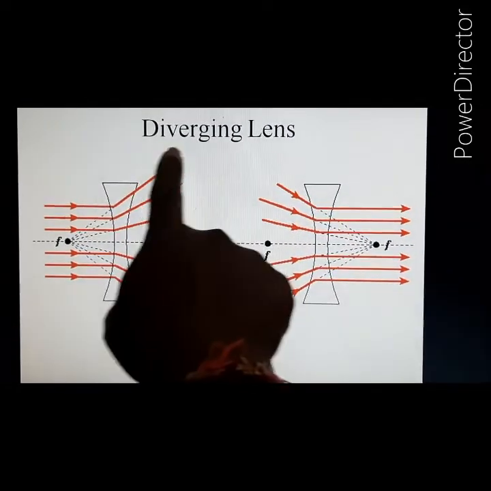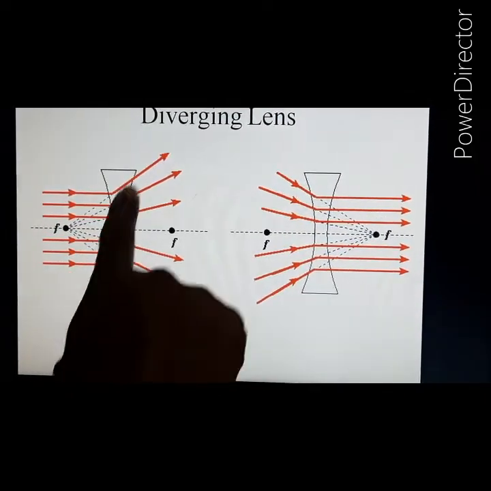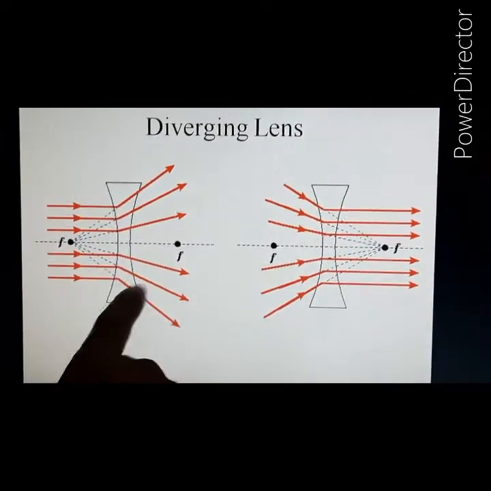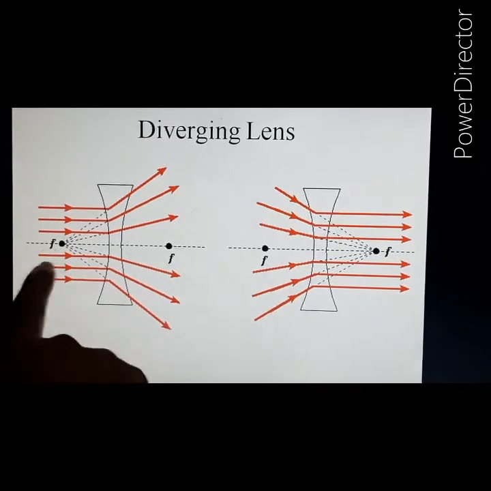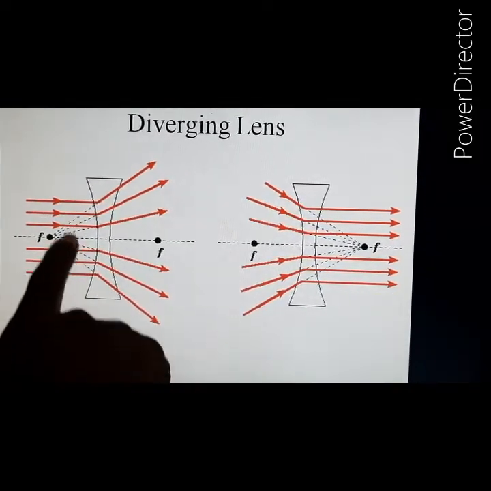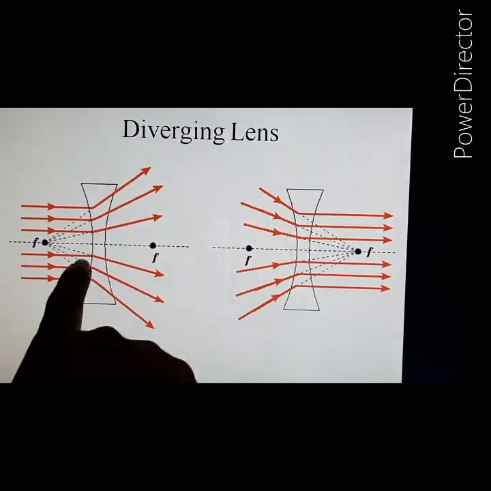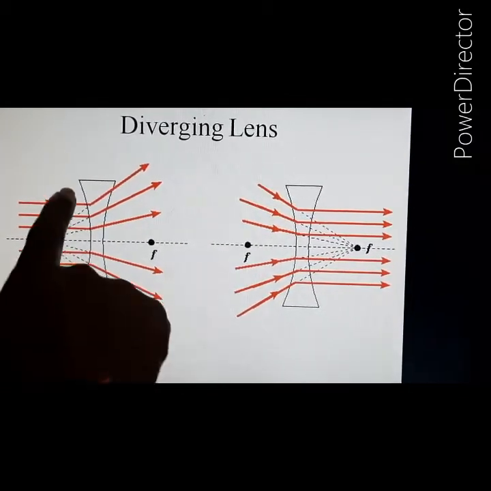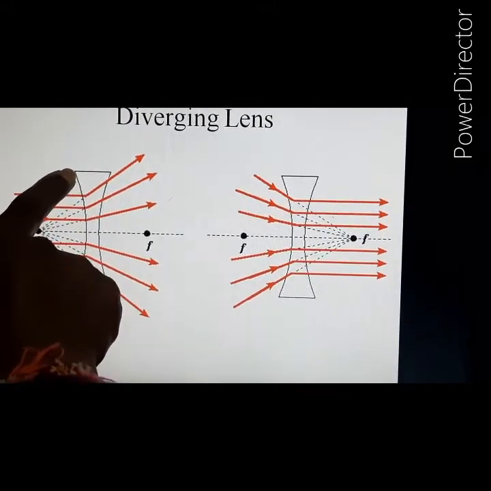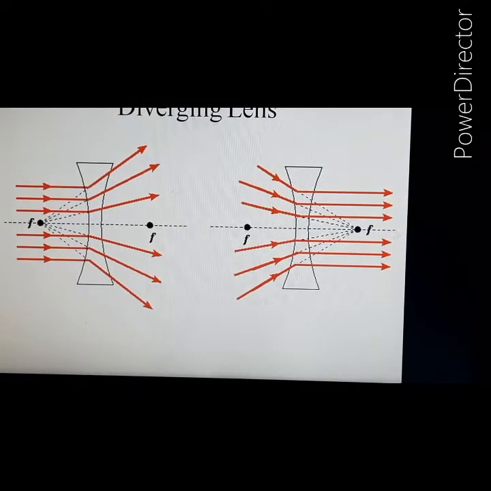Now we will see the diverging lens. A diverging lens is a biconcave lens. In this case, if light rays pass parallel to the principal axis, all the light rays bend away from the principal axis. Why is it bending away? Here, note this point, the concave shape it is. There, it is a convex shape.